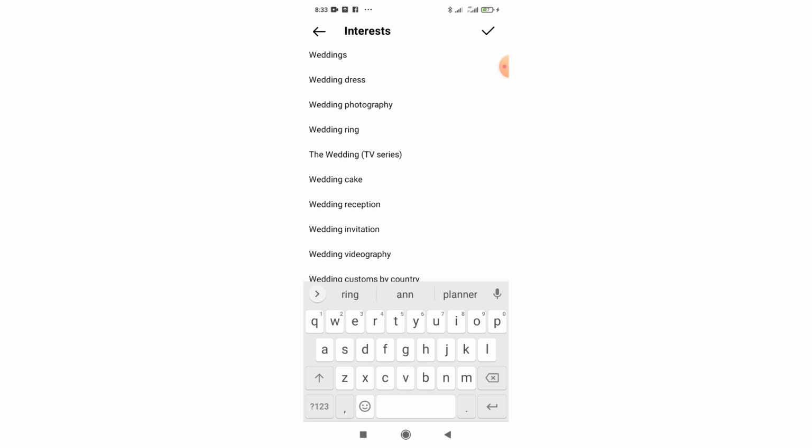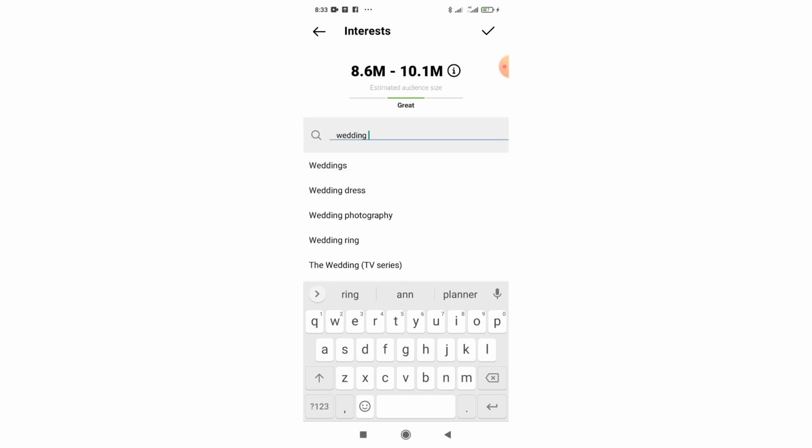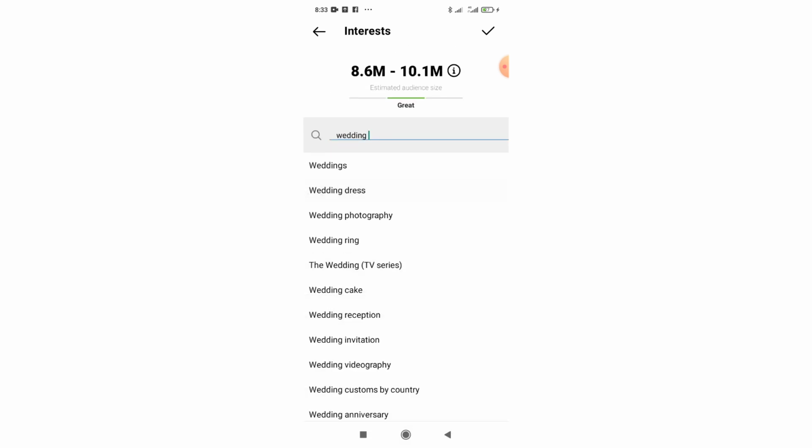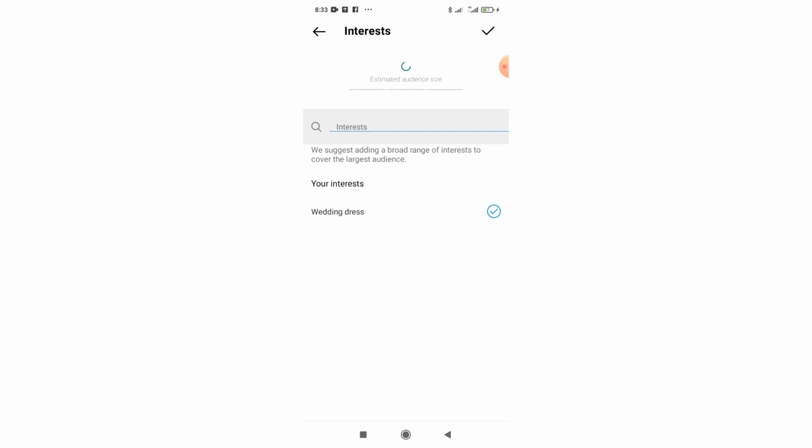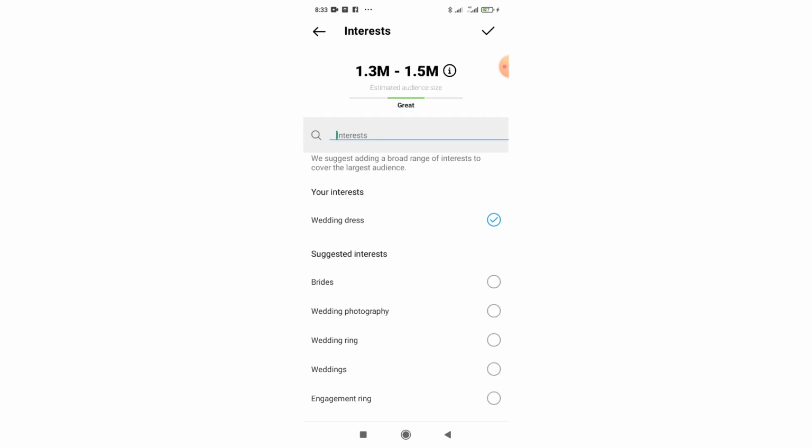So, someone that wants to buy wedding shoe or that may need wedding shoe would have interest in all these other things. That person would have interest in wedding dress, right? That person would have interest in wedding photography. Now, this is the good thing about when you pick first interest. Instagram would automatically start suggesting interest for you, like, okay, because you pick wedding dress, this person would have interest in other things like this.